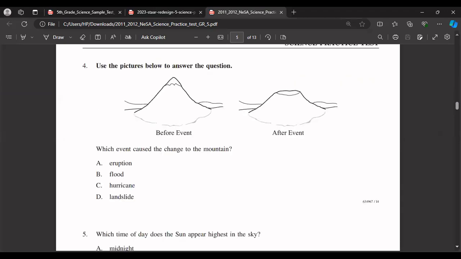Over to question 4. Use the pictures below to answer the question. Now you look at the pictures. It's very important when you have questions. You look at the picture, then you go back to the question. What's your answer? A. Eruption. Which event caused the mountain? Eruption. Okay. Is that your final answer? Yes. Your final answer, eruption. Correct. Why did you choose eruption? Because if it looks like that after the event, something must have like went out. Beautiful. Like must have come out. If not, it will still stay covered. Correct.